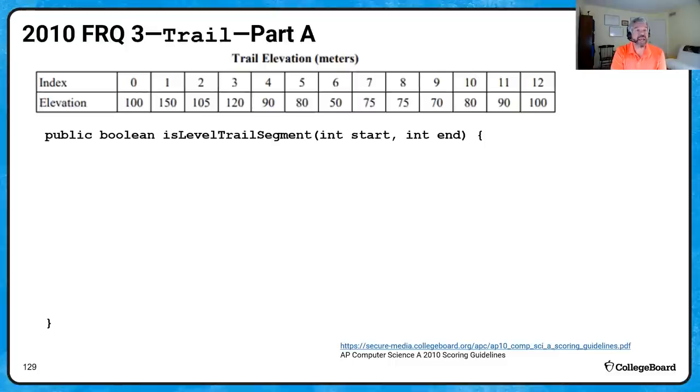Okay, we are back. So let's take a look at what we've got. We start with our method header. We've got a public method with a Boolean return type. The name is levelTrailSegment, and we're given our two parameters, start and end, both integers.